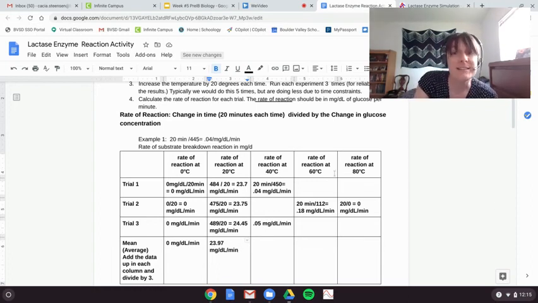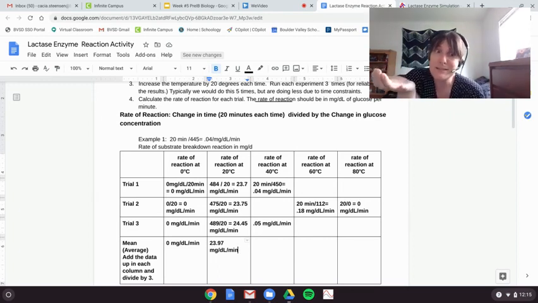Now, for 40 degrees, 60 degrees, and 80 degrees, some of the data is already done for you, so you only need to write down what you find. You might notice the data that's been done for you might be a little different than what the data would be if you did it yourself, because this is going to be different every time. There's some variation. But overall, the mean will tell us what is going on with the lactase.